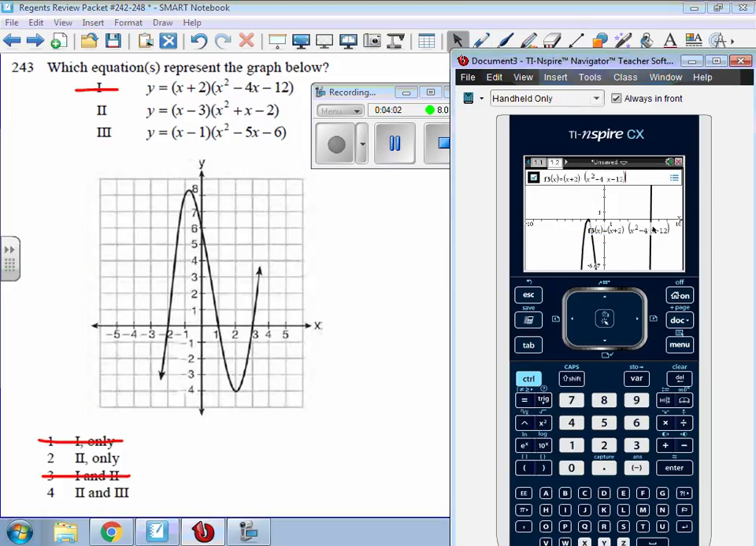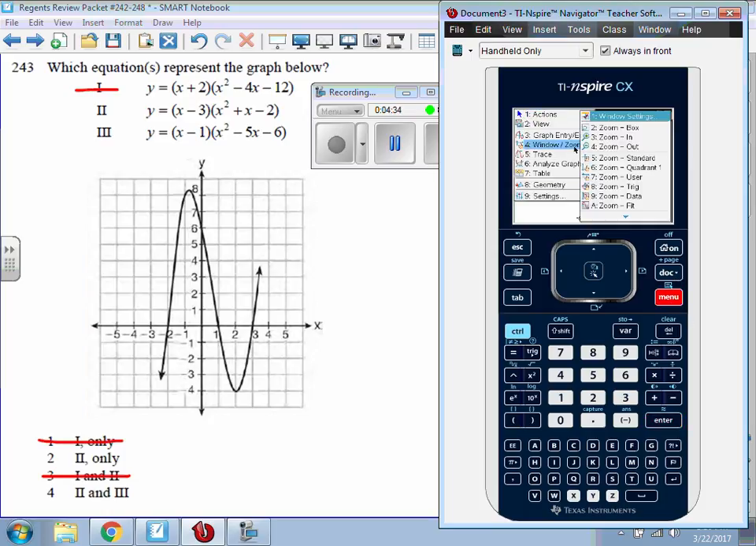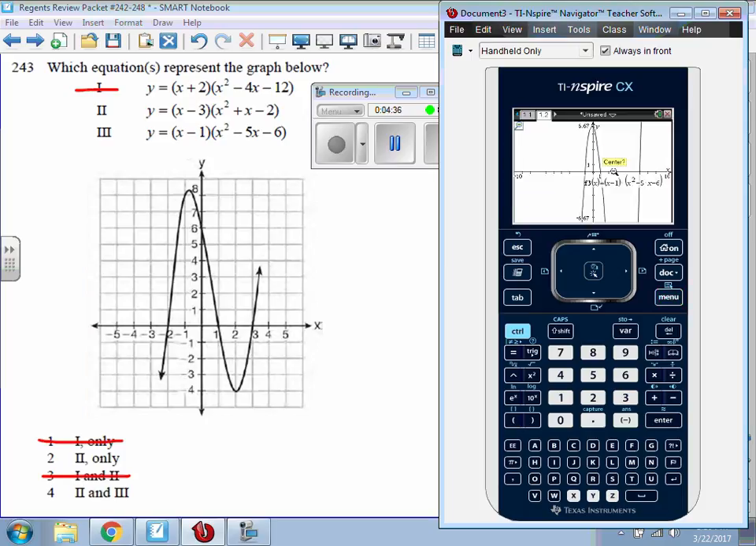So let's see, delete my graph, type in my new one, minus 5x minus 6. Does this look like the graph we were given? Well, kind of. I mean, it goes up pretty high. Does it go up as far as this one? I don't know. I want to see this a little bit better. I want to zoom out on this. So I hit menu, zoom out.